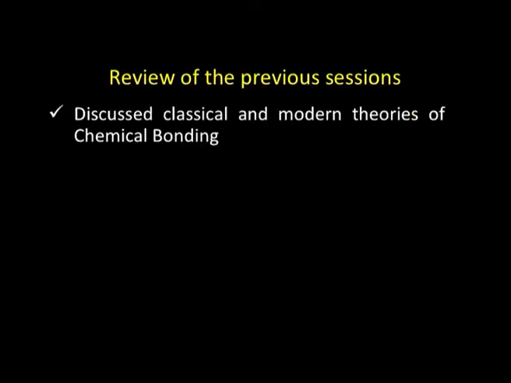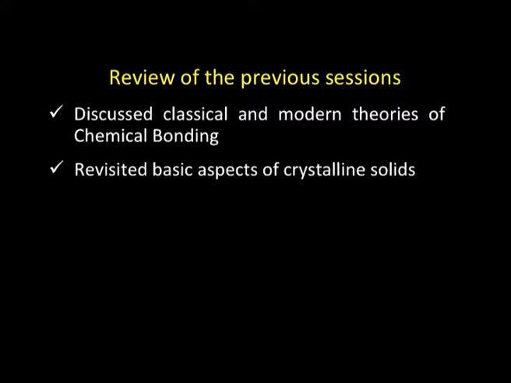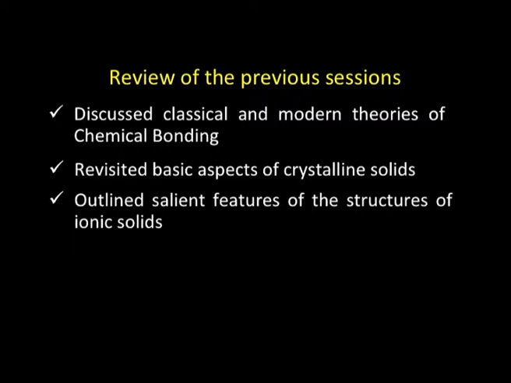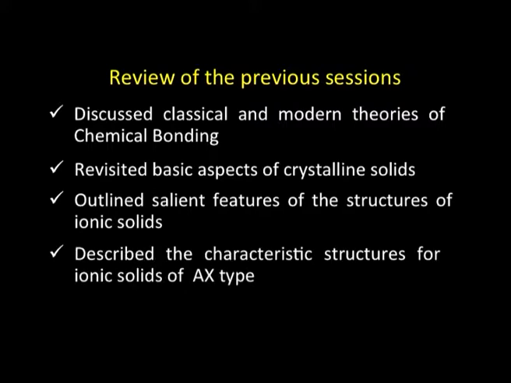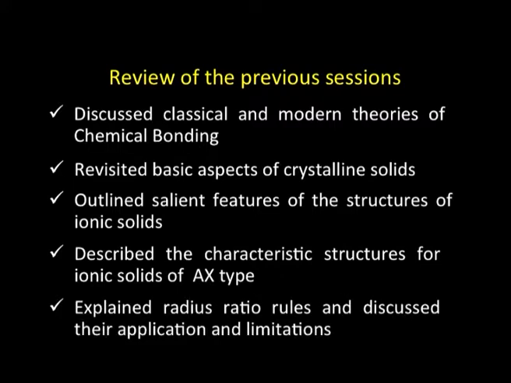Okay. Now, let us try to recall what we have done so far. We basically discussed the classical and modern theories of chemical bonding in a number of lectures. Having done that, we came down to revisiting the basic aspects of crystalline solids, and thereafter we outlined the salient features of the structure of ionic solids in the previous session. Thereafter, we described the characteristic structures for ionic solids of AX type, and having done that, we came down to the concept of radius ratio. We explained the rules called radius ratio rules, and then saw what their applications and limitations are. So, this is what we have done in the previous session.